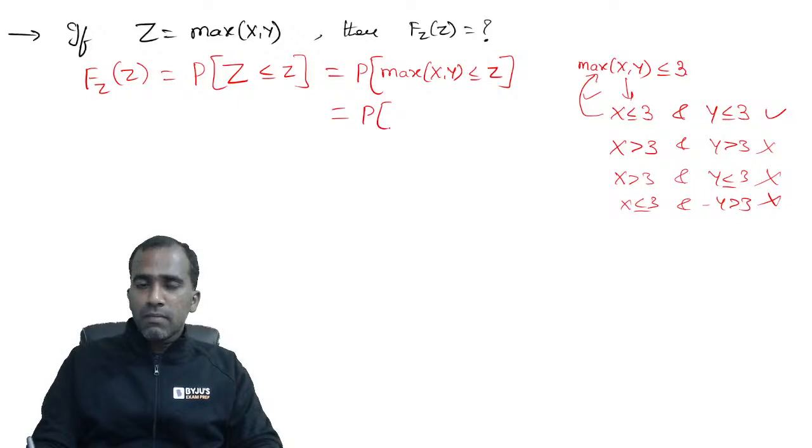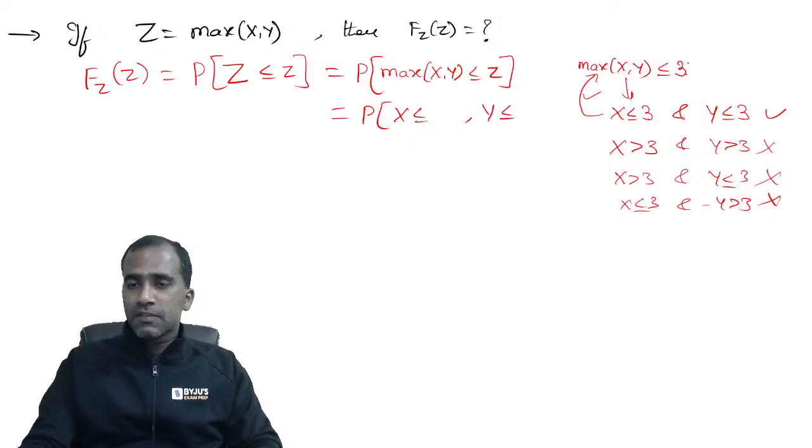So if you want maximum of x comma y less than or equal to 3, then x should be less than or equal to 3 and y also should be less than or equal to 3. For example, I have taken 3 here, but here what we want is z. So if you want maximum of x comma y less than or equal to z, then x should be less than or equal to z and intersection. Intersection we generally write as comma. When there is a comma, you can understand it as intersection. So y less than or equal to small z.